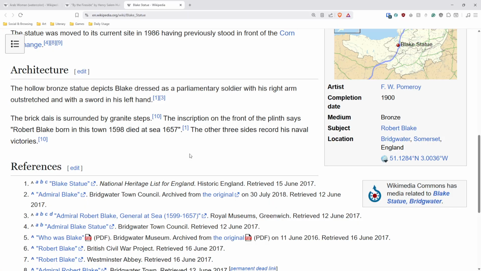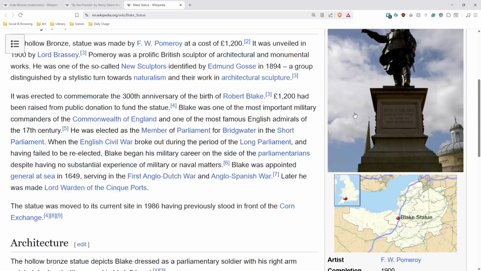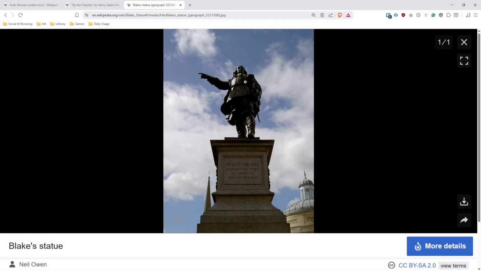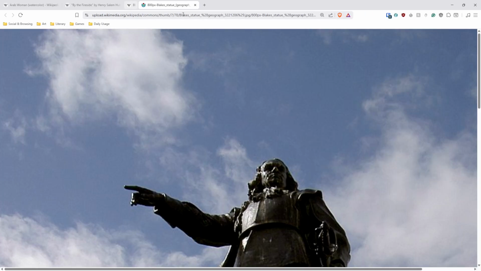Okay. Architecture. The hollow bronze statue depicts Blake dressed as a parliamentary soldier, with his right arm outstretched and a sword in his left hand. The brick dais is surrounded by granite steps. The inscription on the front of the plinth says, Robert Blake, born in this town, 1598, died at sea, 1657. The other three sides record his naval victories. Okay, that's some pretty cool history for this really cool figure. Let's see his awesome statue.